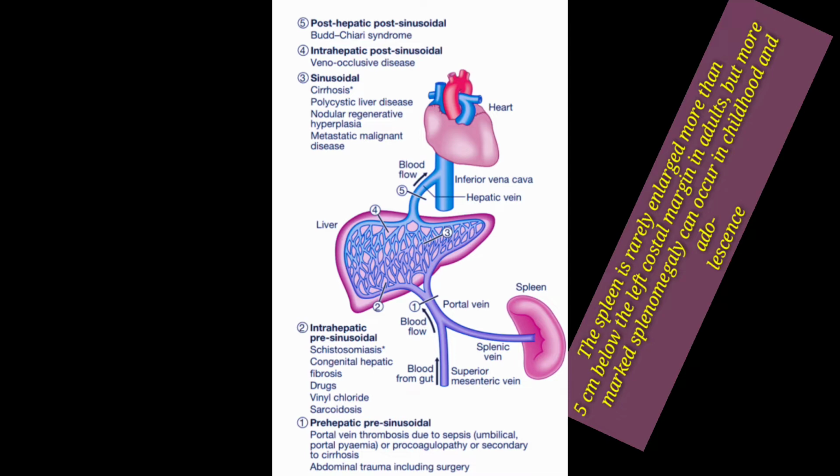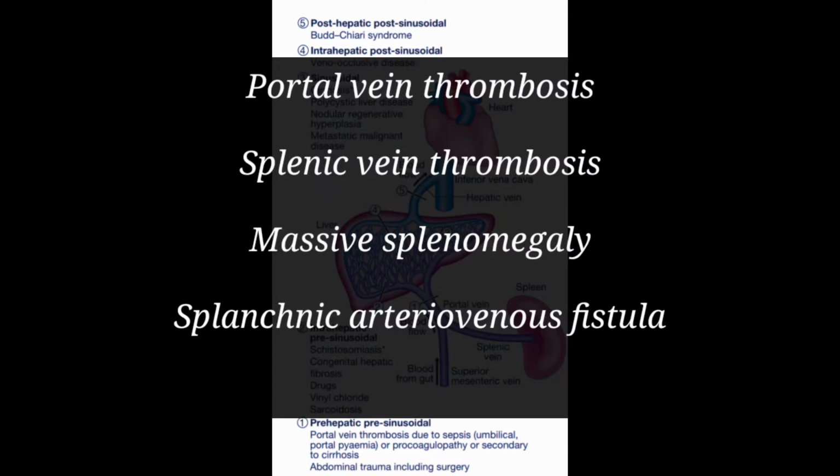Portal vein thrombosis due to sepsis, umbilical portal pyemia or procoagulopathy, or secondary to cirrhosis. Then abdominal trauma, including surgery. Other prehepatic causes are portal vein thrombosis, splenic vein thrombosis, massive splenomegaly, and splanchnic arteriovenous fistula.